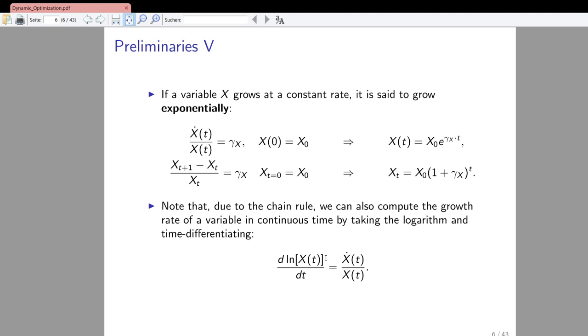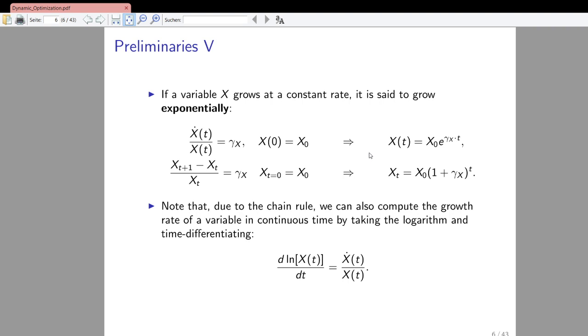But an equivalent calculation is that we take the logarithm of the variable itself first and then differentiate the result with respect to time. And you can see this easily if you take the logarithm of this expression. Then what we have is the logarithm of x0 plus gamma x times t times the logarithm of e. The logarithm of e is 1, so what remains is gamma x times t, and if you take the derivative with respect to time, what remains is gamma x, the growth rate.